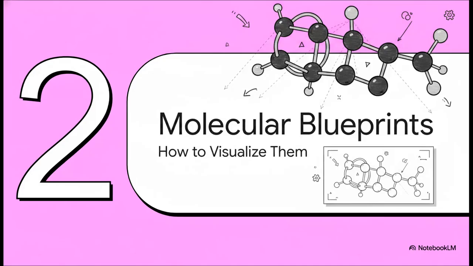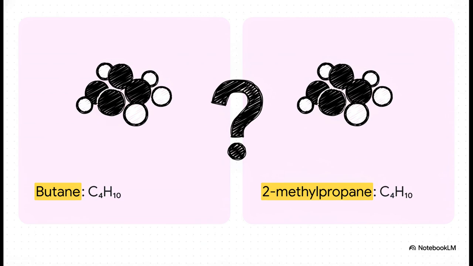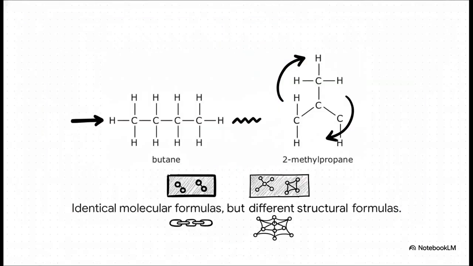Okay, so we know carbon can build these incredible structures, but how do we actually draw them? How do we take something that exists in 3D space and represent it on a flat screen? We need a kind of blueprint. So let's start with a little puzzle. Look at these two compounds, butane and 2-methylpropane. Now check out their chemical formulas. Both are C4H10, 4 carbons, 10 hydrogens, identical. So, are they the same molecule? What do you think? And the answer is nope, not at all.